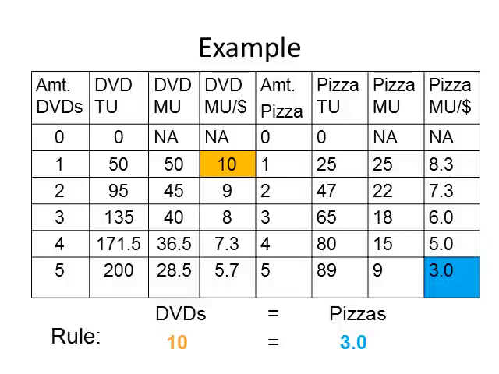Moving down the pizza MU divided by dollar sign column, the DVD MU divided by dollar sign is 10, and the pizza MU divided by dollar sign is 3. Since 10 is not equal to 3, Colleen will choose not to consume at this point. Moving one row down on the DVD MU divided by dollar sign, the DVD MU divided by dollar sign is 9, and the pizza MU divided by dollar sign is 8.3. Since 9 is not equal to 8.3, Colleen will choose not to consume at this point.